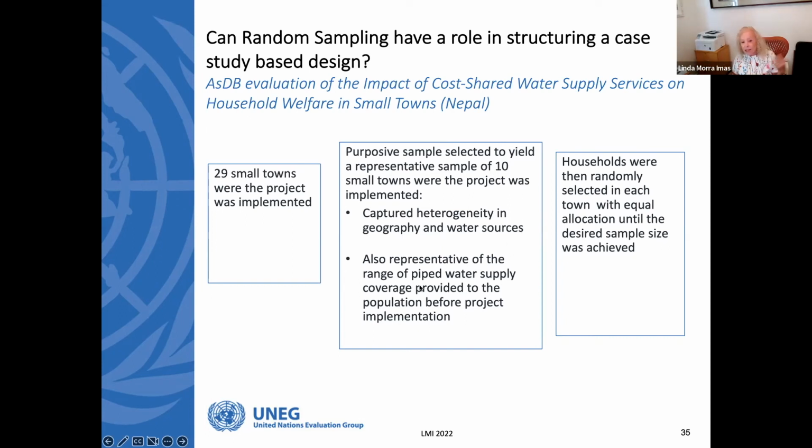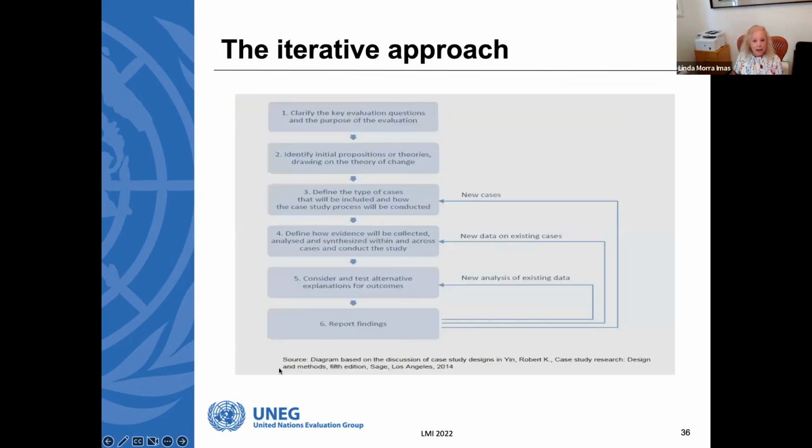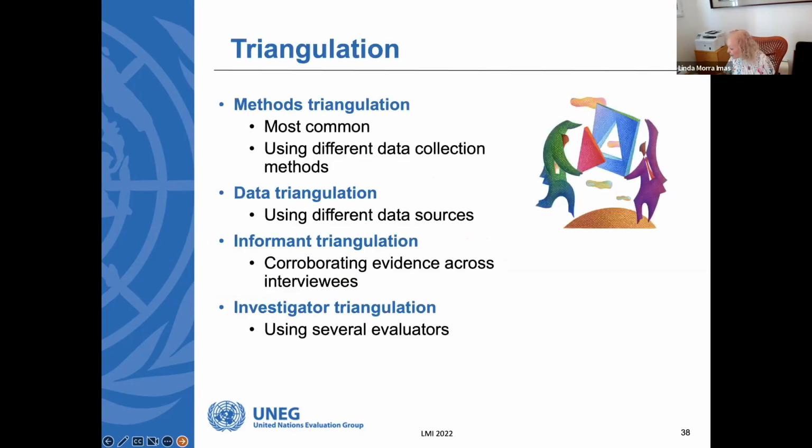It captured the differences in geographic locality and access to water sources, and was representative of the range of piped water supply coverage. Right? So within these 10 small towns, they used random selection then to select the households in each of these 10 small towns that they were going to talk to and study until they got their desired sample size. So you can definitely use random sampling within a case study. This slide is just, again, showing the iterative process of case studies.